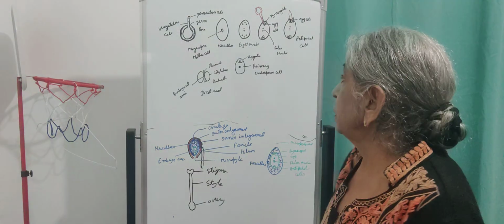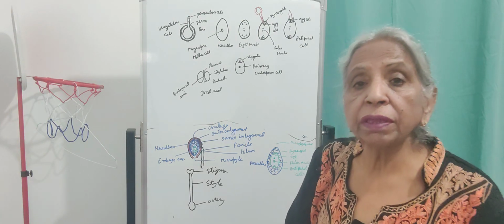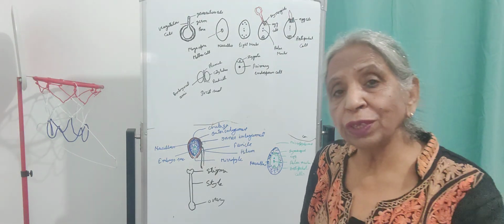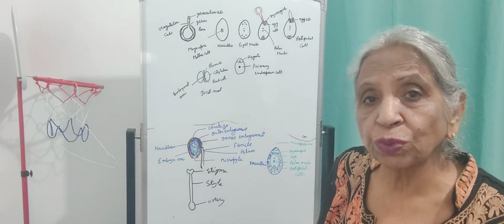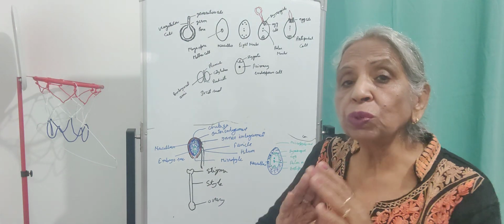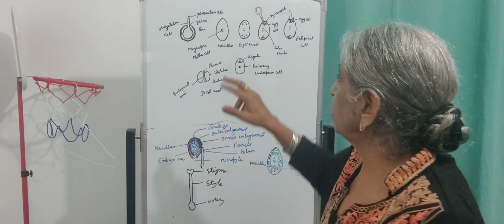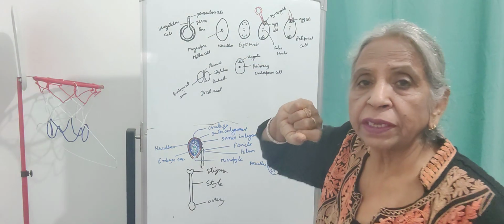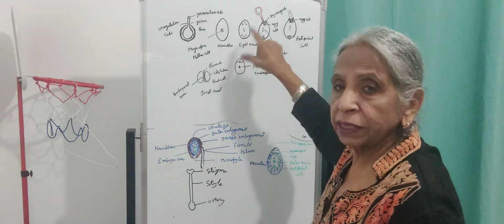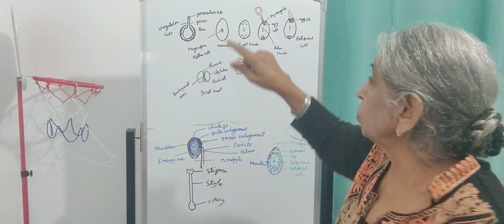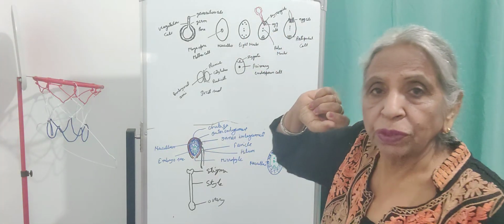And then this megaspore nucleus divides mitotically thrice. First 1 into 2, then the second event 2 into 4, third event 4 into 8. But no cell walls are formed. 3 nuclei are present at the micropylar end, 3 nuclei are present at the chalazal end, and 2 nuclei in the center of the embryo sac.